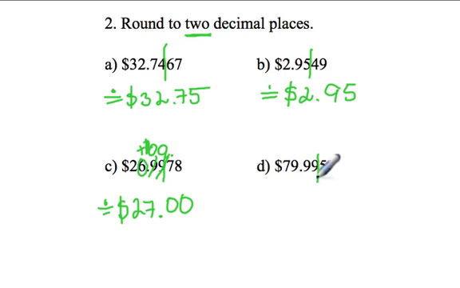Question D, similar situation. We have a 5, so we are going to round up. If I round up here, that's going to round up the next one because we have a 9, and it's going to round up the next one because we have a 9, and round up the next one. So we end up with approximately $80.